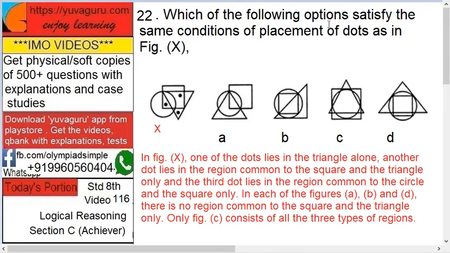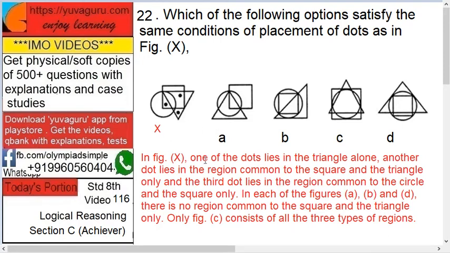Let's start. Which of the following options satisfy the same condition of placement of dots as in figure X? It means this figure X has dots in certain positions. Now the remaining figures A, B, C, D should satisfy the similar conditions, but there won't be any dot. But the condition of the dots should be there in these figures.